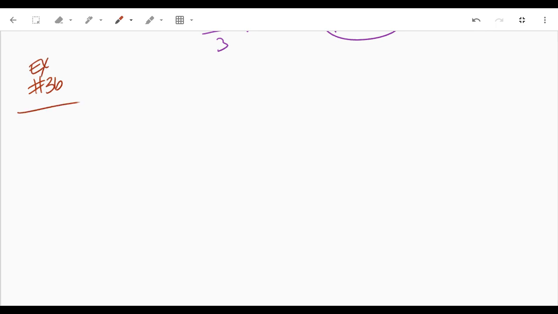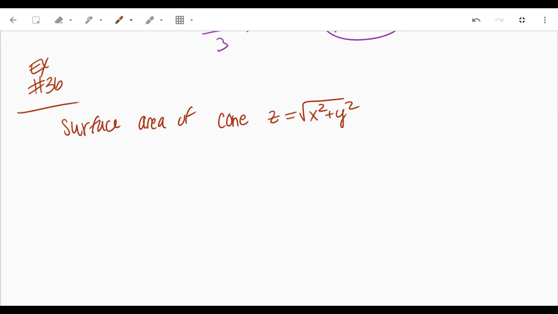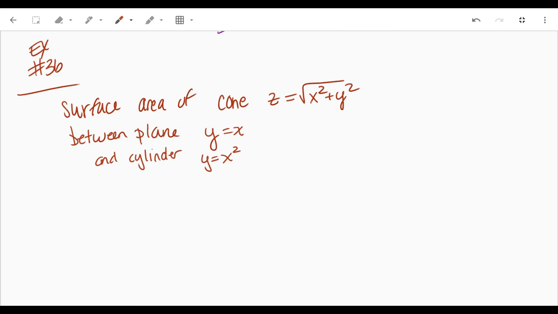Okay. We want the surface area of the cone z equals the square root of x squared plus y squared. So remember, that's your cone with that 1-to-1 ratio. In the z direction, as you go out 1, up 1. Okay. Between the plane y equals x and the cylinder, sorry, y equals x squared. Okay. So, and remember, z will always be positive because of the square root. So we're looking at the upper nappe of the cone, is what they kind of call it.